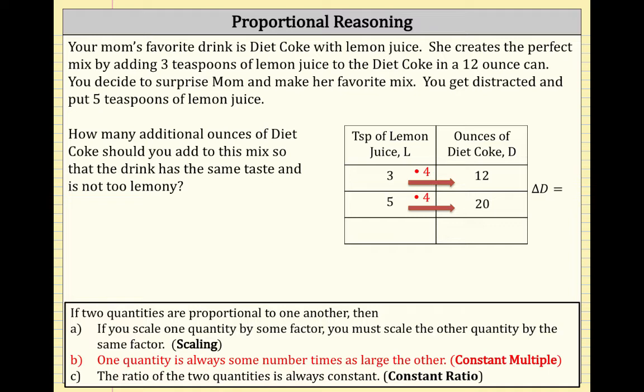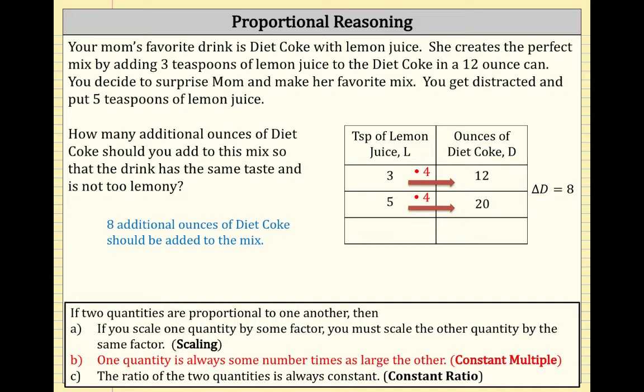If we're looking at the change in D, you currently have 12 ounces there, and you're trying to figure out how many additional ounces of Diet Coke you need to add to make the mixture taste the same. Well, 12 plus what is 20? That's 8. So if 8 additional ounces of Diet Coke are added to the mix, that would produce a drink that still has the same taste and doesn't taste too lemony. So we concluded that 8 additional ounces of Diet Coke should be added to the mix.